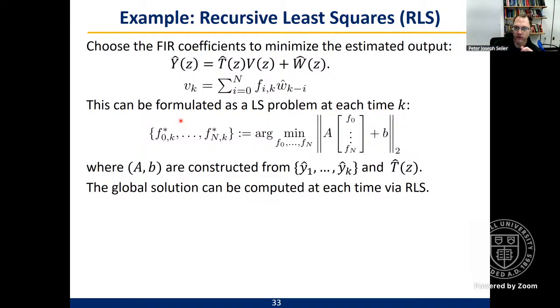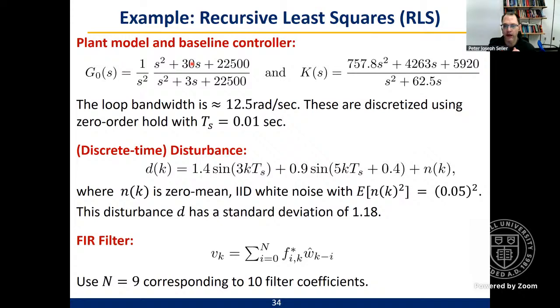You can almost think of this as you're replaying the past history. You've estimated what the disturbance was. Now let's replay what should I have injected in to minimize the variance in the output. So again, you can get the global solution at each time through recursive least squares. Now I'm going to just try to show you how this performs. And again, nothing special about recursive least squares. The main point here is just to try to understand what's the impact of model error if I try to do this. So here's a simple example.